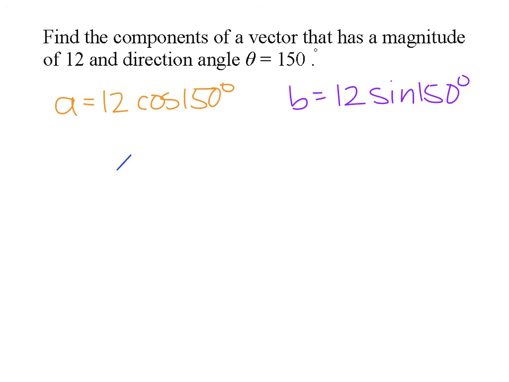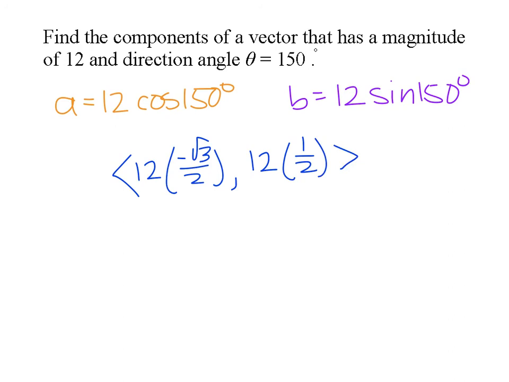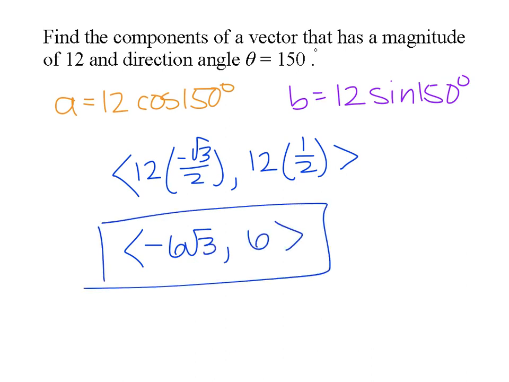So our components here are 12 times cosine of 150, which is negative root 3 over 2, and then 12 times sine of 150, which is 1/2. Then just simplify. 12 over 2 is 6, so negative 6 root 3, comma 6. So when possible, use your unit circle. If not possible, just leave it like we did in the previous slide.